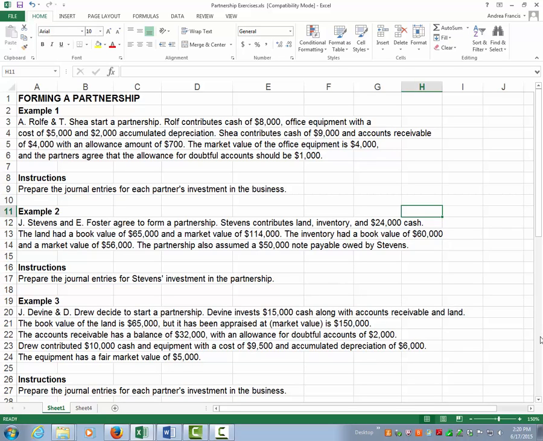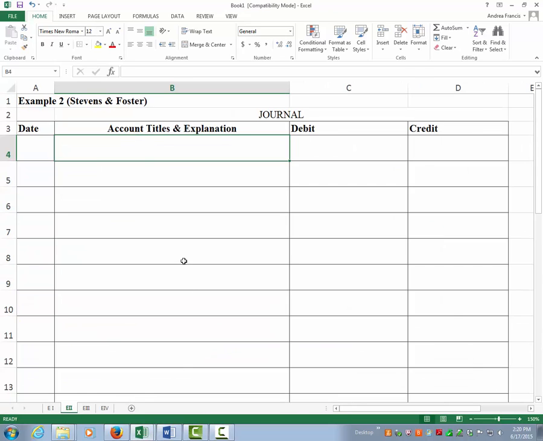In the instructions, we are asked to prepare the journal entries for Stevens' investment in the partnership only. And the reasoning behind this is that Stevens has this liability that he or she contributes, and so this is something different, and we want to make sure that you know how to deal with that. So let's go into our journal page.